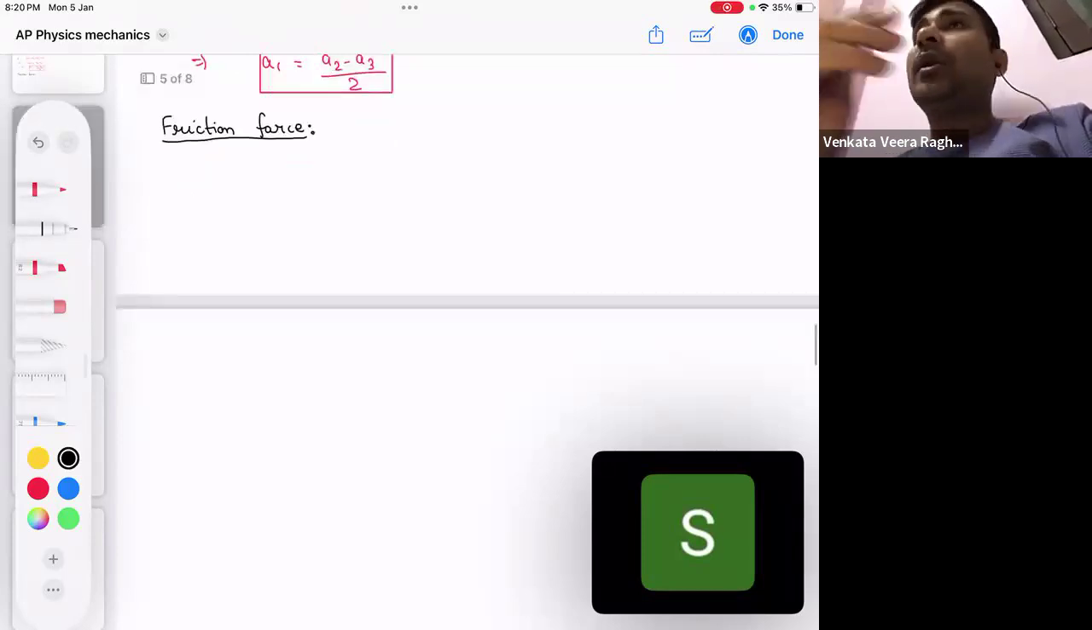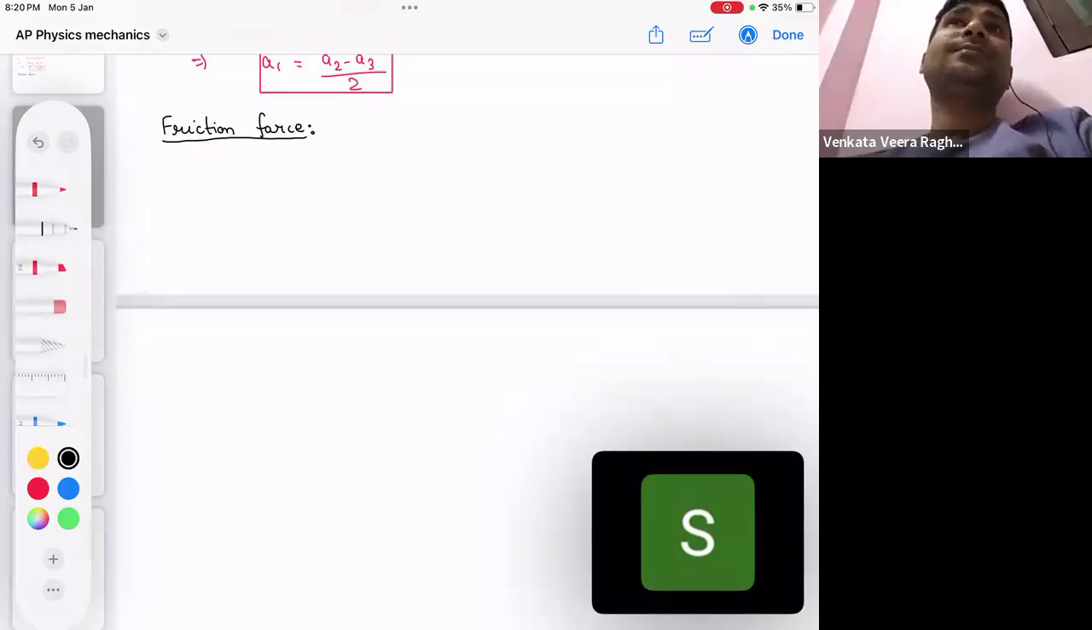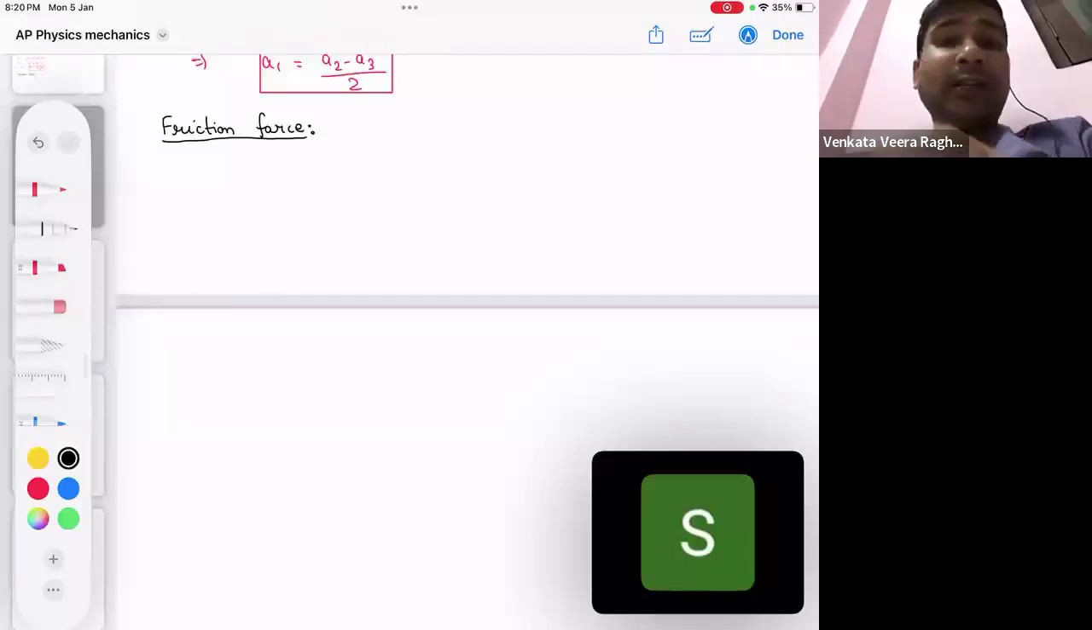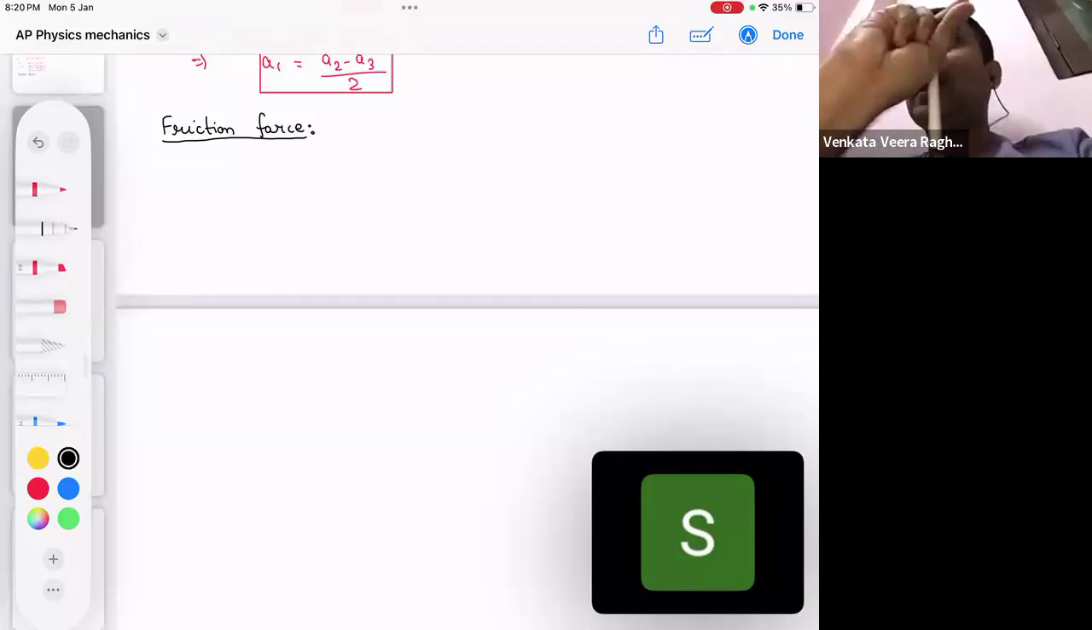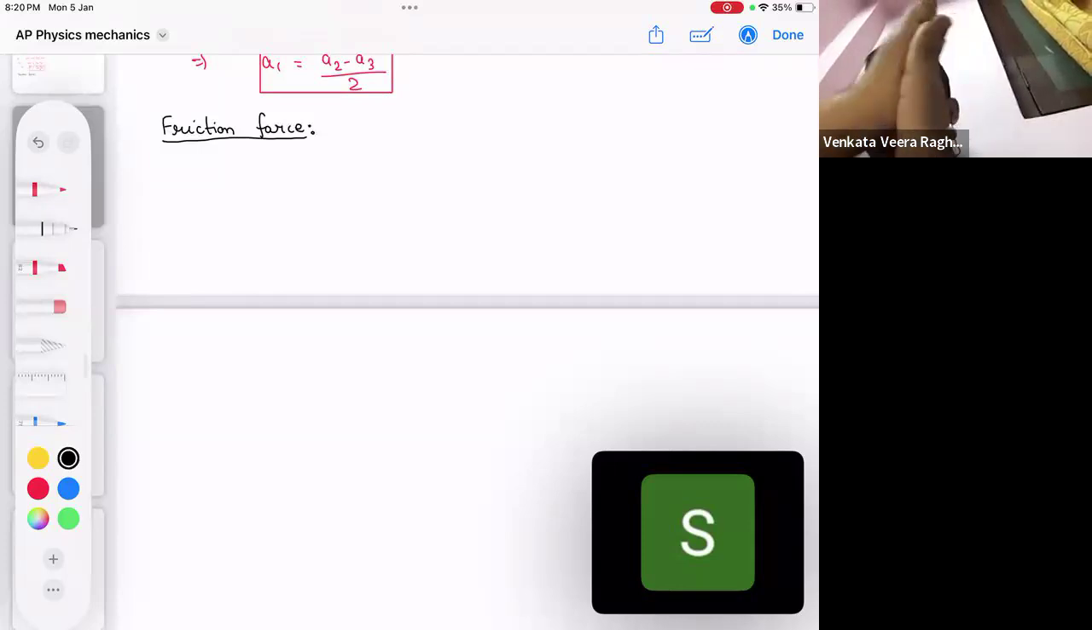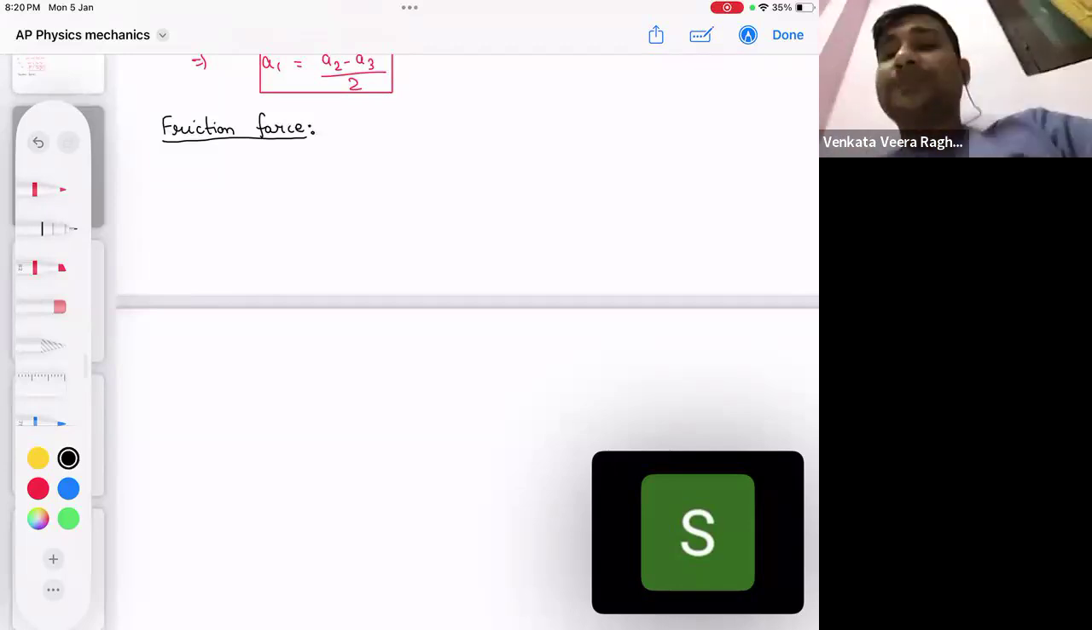So what is a friction force? Whenever two rough objects or two rough surfaces are in contact with each other, they will apply friction force on each other. And how will they apply the friction force? Along the surface in contact. Means if your two palms are in contact with each other, how is the friction force acting on both palms? Along the surface. Understood?